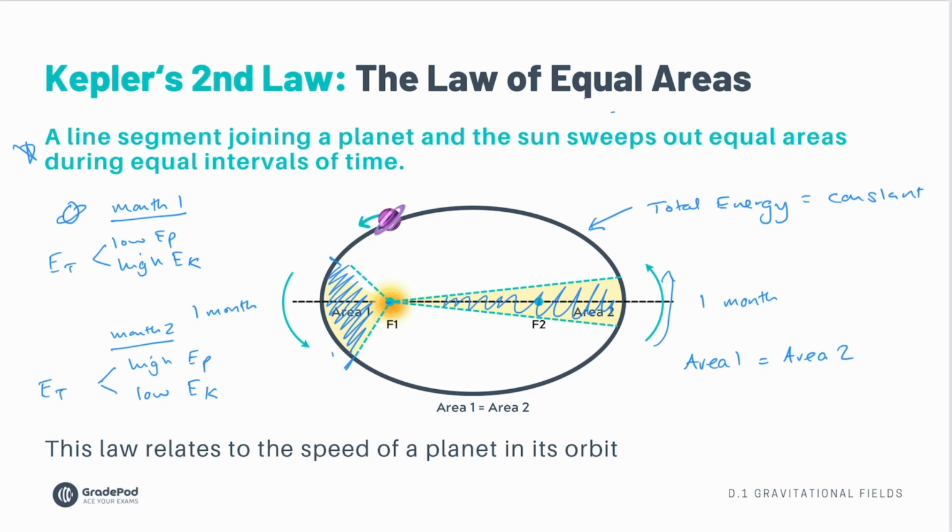That means it's moving faster here and it's moving slower there. So this law, what it really does is it relates to the speed of the planet in the orbit. It says, okay, if these areas are equal, then it must be moving faster when it's closer to the Sun and slower when it's moving further away.